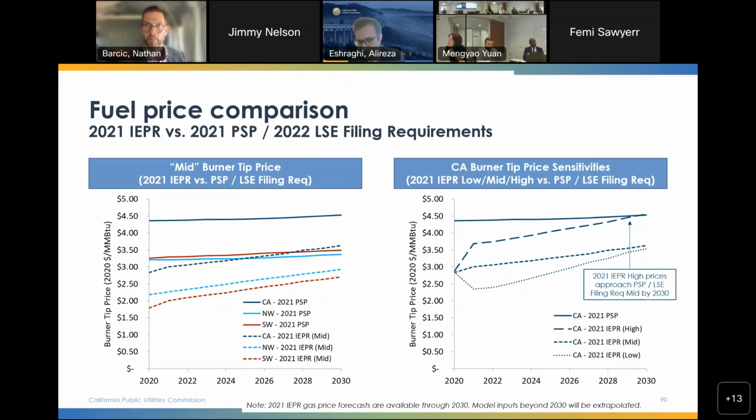You can see that the 2021 IEPR mid prices, which are shown in the dotted lines here, are consistently lower than the natural gas price forecast currently used in RESOLVE. On the right, we're comparing the three scenarios from the 2021 IEPR, which are the high, mid, and low gas prices, with the inputs that we used for the PSP. On this chart, you can see that the 2021 IEPR high scenario converges with the 2021 PSP inputs towards 2030. Based on this comparison, we will do some test model runs to decide which of these scenarios or trajectories we will be using for future modeling. That wraps up my update on the fuel prices.